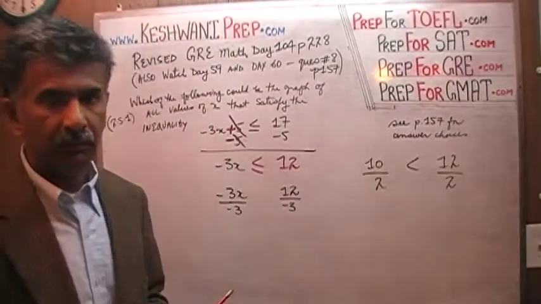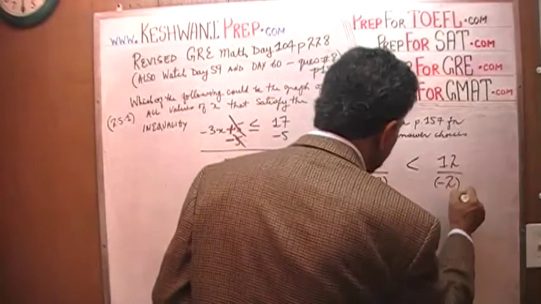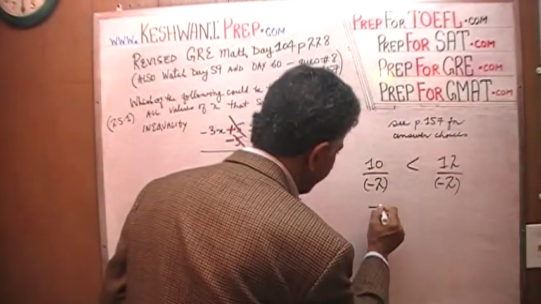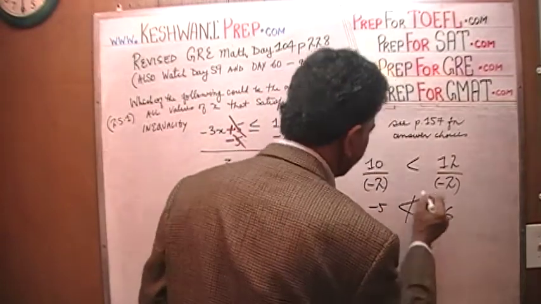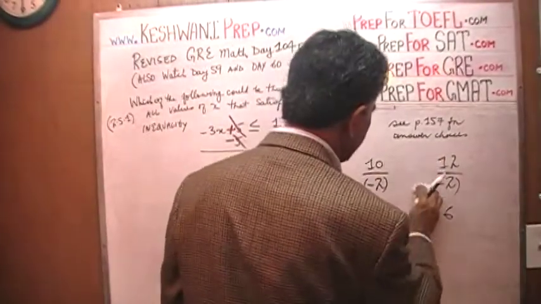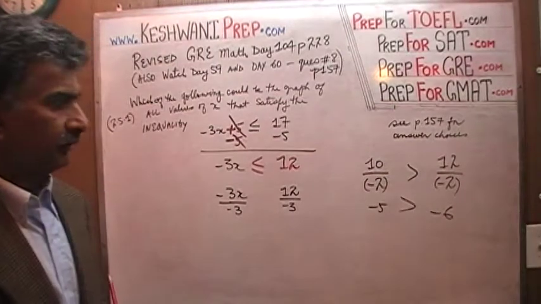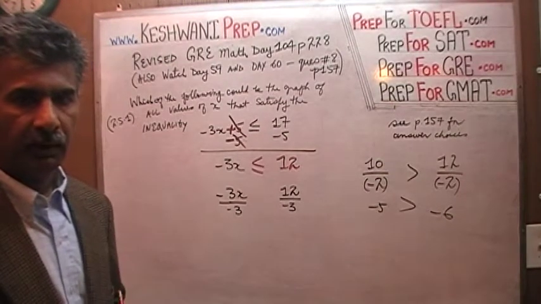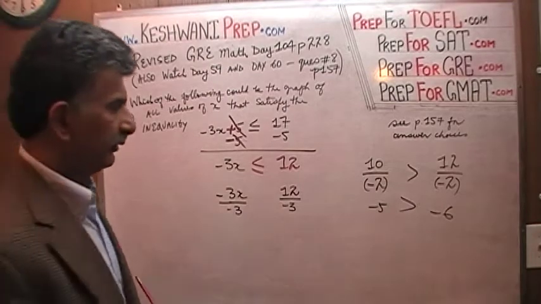It still holds. But instead of 2, if you were to divide both sides by negative 2, then 10 divided by negative 2 is negative 5, which is no longer less than negative 6. This is no longer true. We have to switch the direction. So as soon as we divide both sides by a negative, the direction changes. The direction of the inequality switches if you were to divide both sides of the inequality by a negative number, or if you were to multiply both sides by a negative number.